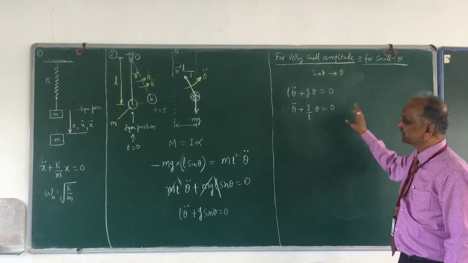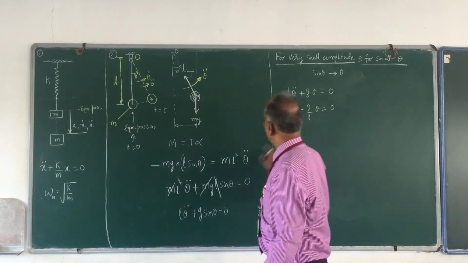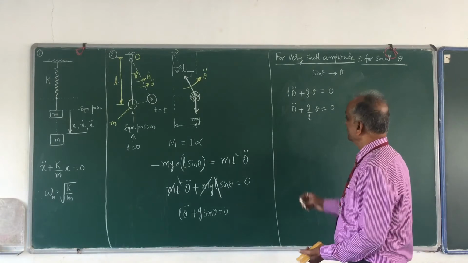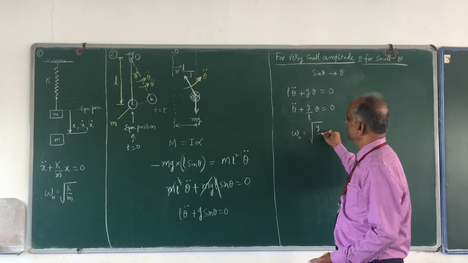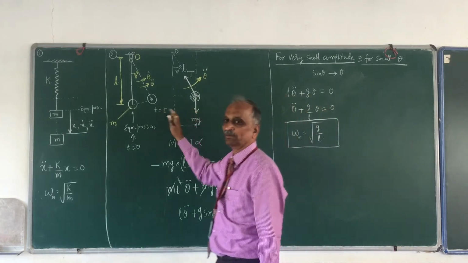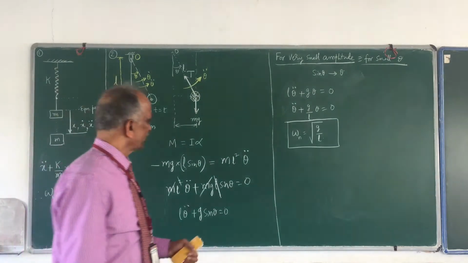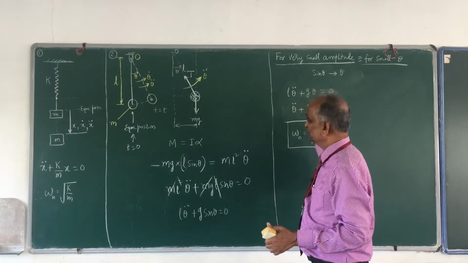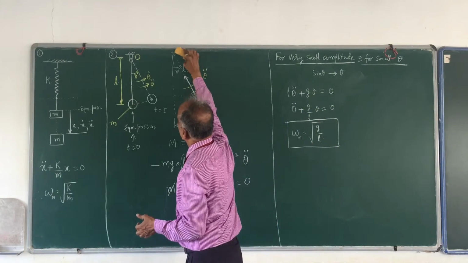This is a differential equation which indicates the motion of this, and the solution of this is simple harmonic, whose frequency is omega n is equal to root of g by L. Therefore, the natural frequency of a simple pendulum is root of g by L. I hope you have understood. Probably you have studied this in your school days also, and probably you have written it straight away without analysis. I hope you understand.